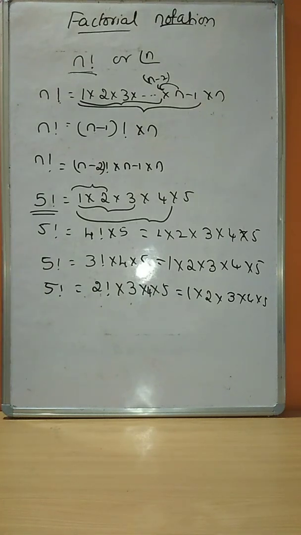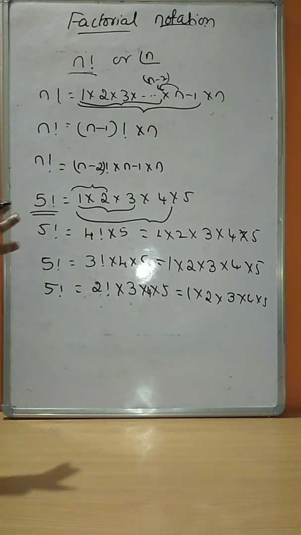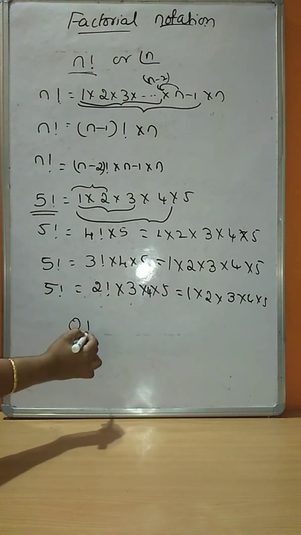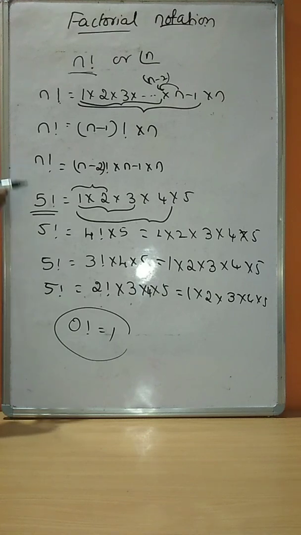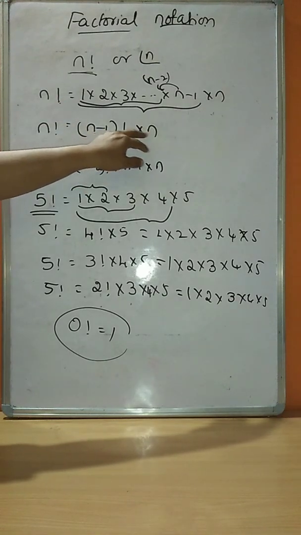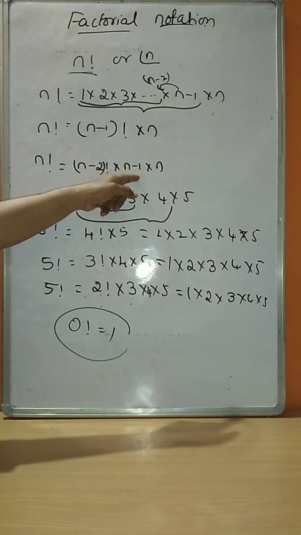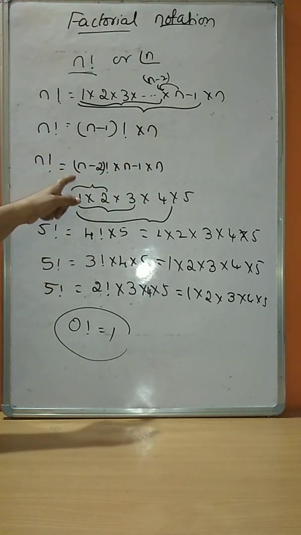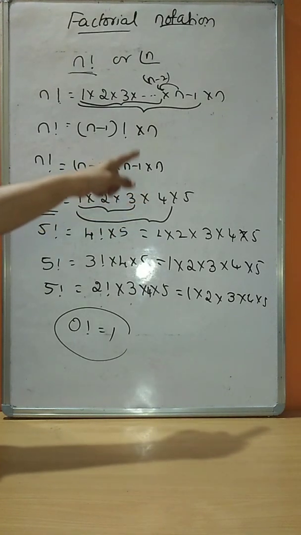In this way, we have to represent factorial notations. So always remember the main thing: 0 factorial is 1, and we have to write the 5 factorial in different manners. Like n factorial can also be written as n minus 1 factorial into n. Next, another form: n minus 2 factorial into n minus 1 into n. Another form: n minus 3 factorial into n minus 2 into n minus 1 into n.